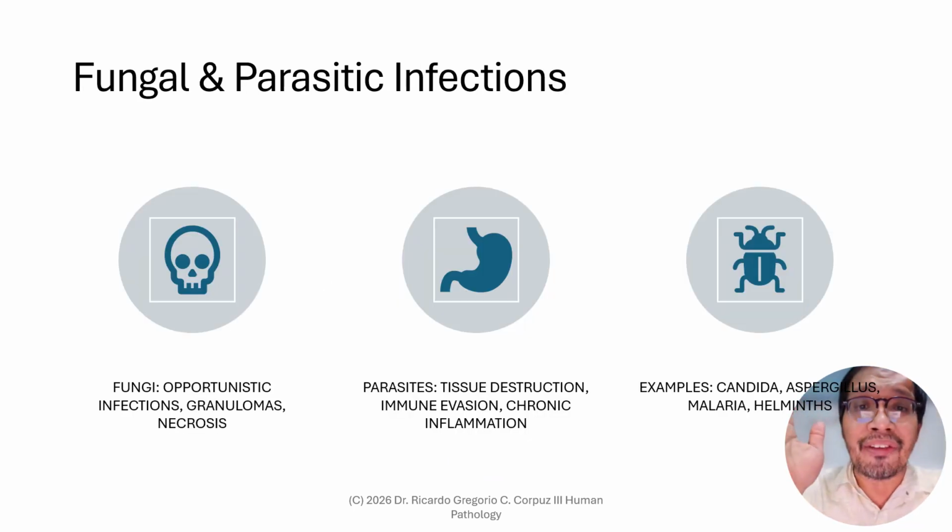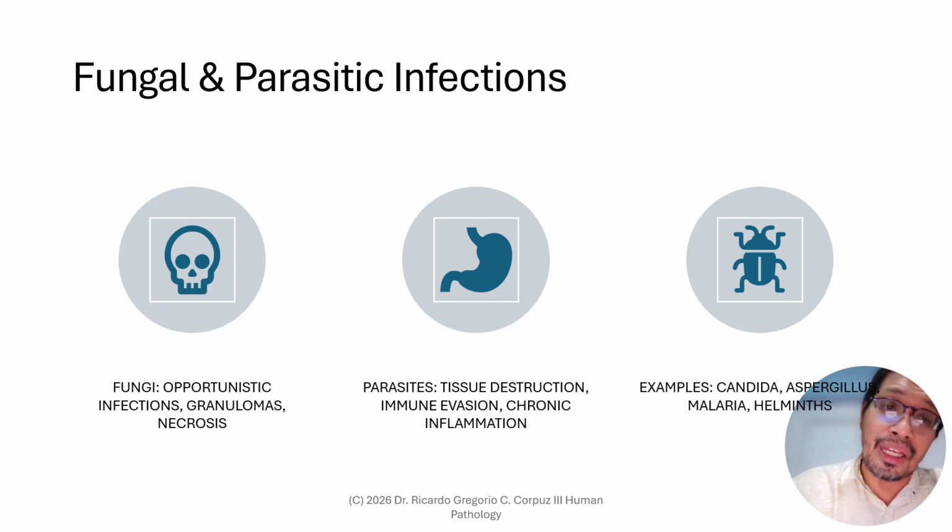So, fungal and parasitic infections. Fungi and parasites cause disease, emphasizing their unique mechanisms of injury and the clinical patterns they produce. Unlike bacteria and viruses, these organisms often cause chronic, indolent, and opportunistic infections that reflect both pathogen biology and host immune status. Fungal infection: opportunistic, chronic, and often severe in immunocompromised hosts. Fungi are eukaryotic organisms, so they tend to cause disease when host defenses are weakened.